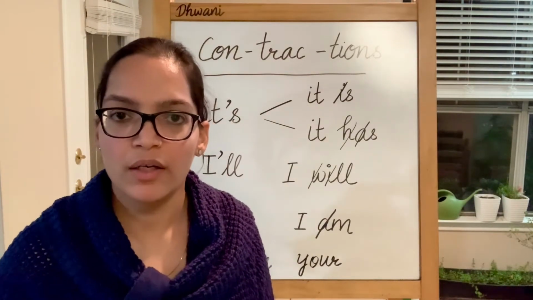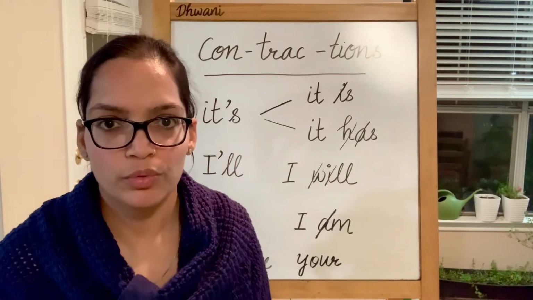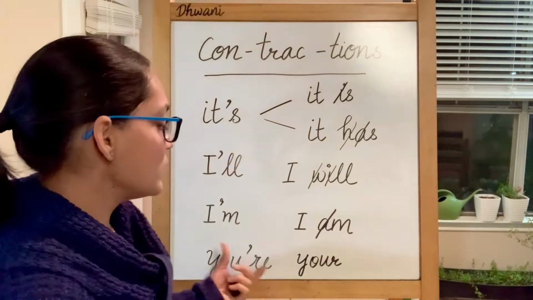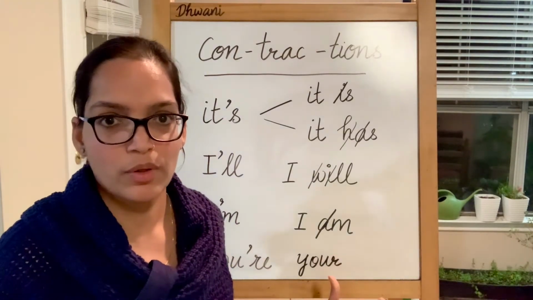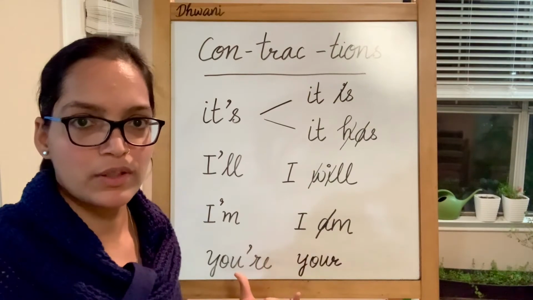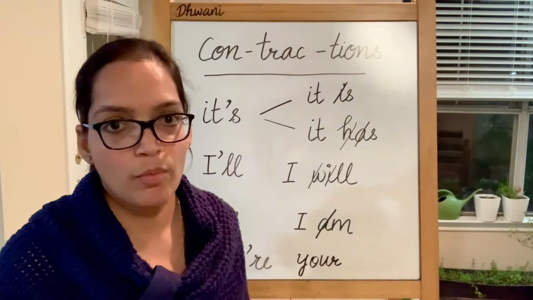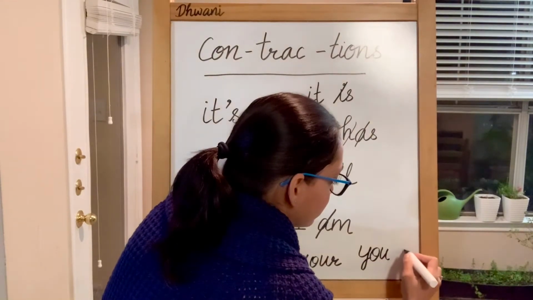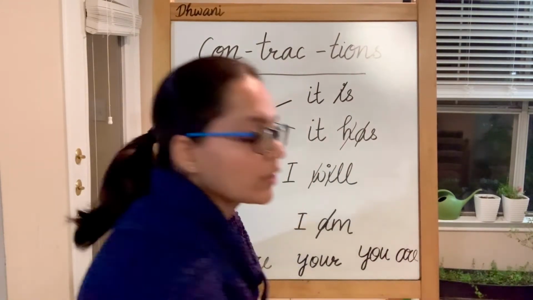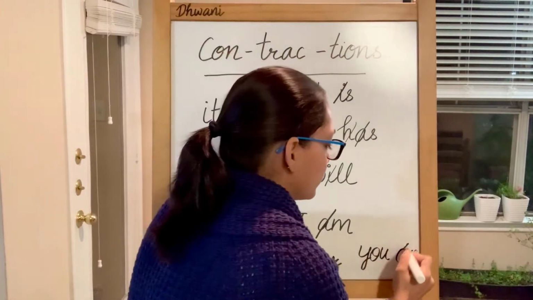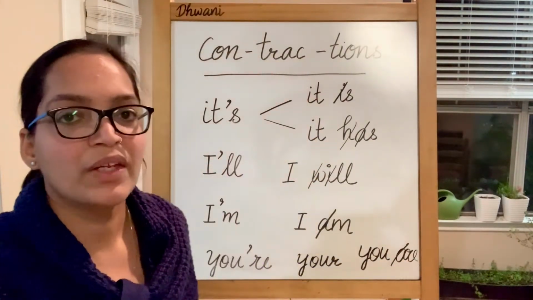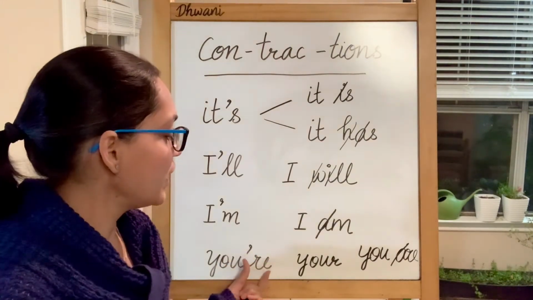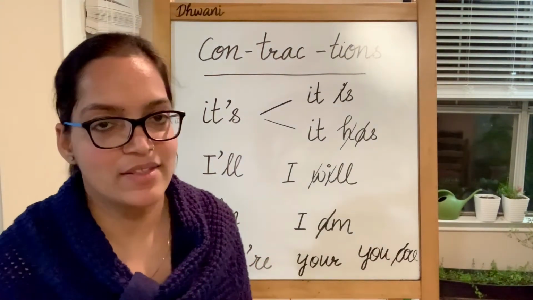You are going to come tomorrow. You're going to come tomorrow. This is your and this is also you're, but both are different. This is a contracted form of you are. I take away A and put an apostrophe in place of A and write RE as it is.